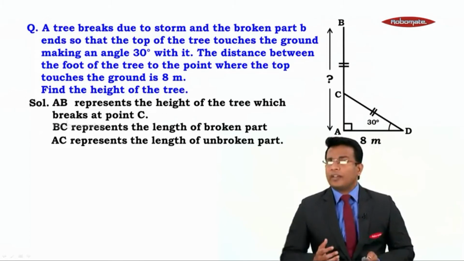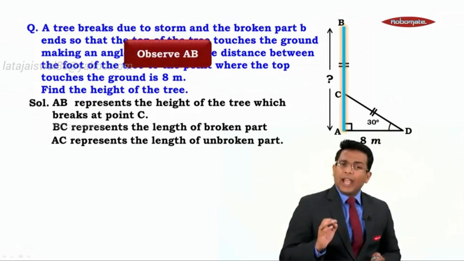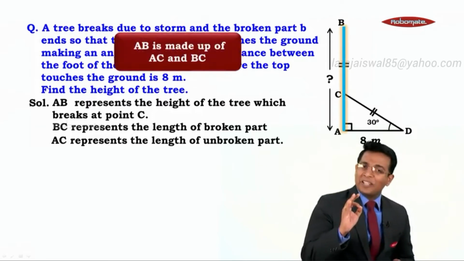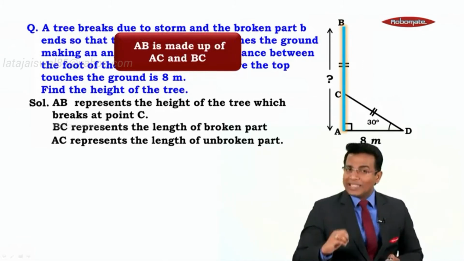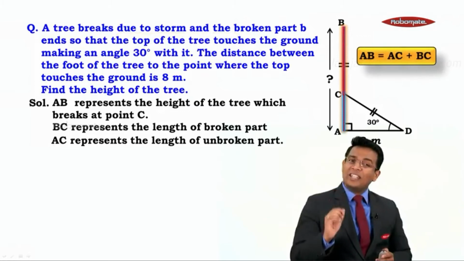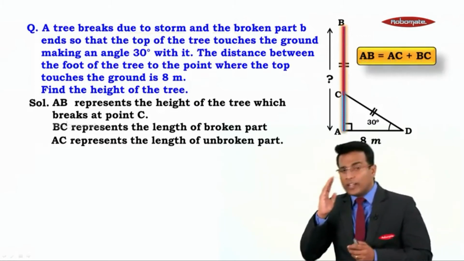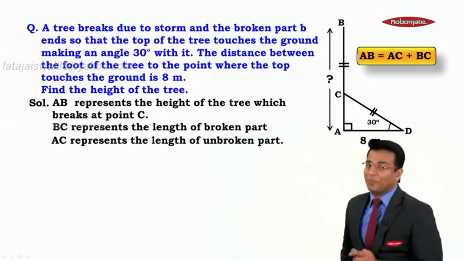Now what do we need to find? We need to find the length of AB. Now observe AB and tell me, AB is made up of how many segments? It's made up of two different segments, AC and BC. So that means we know AB is equal to AC plus BC. So in order to get the length of AB, we require two lengths: the length of AC and the length of BC, right? So that's our job.